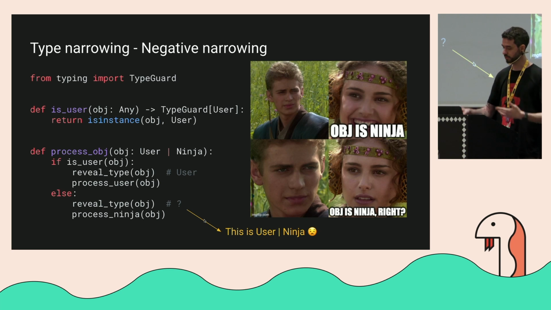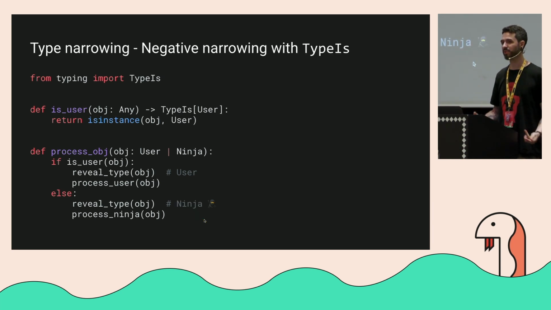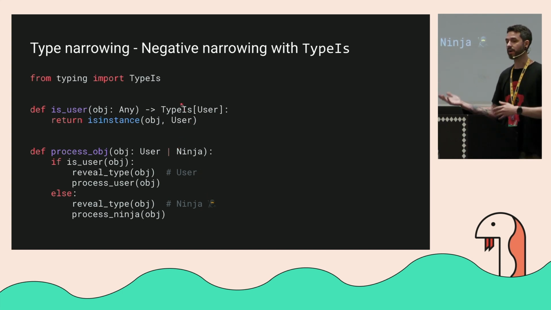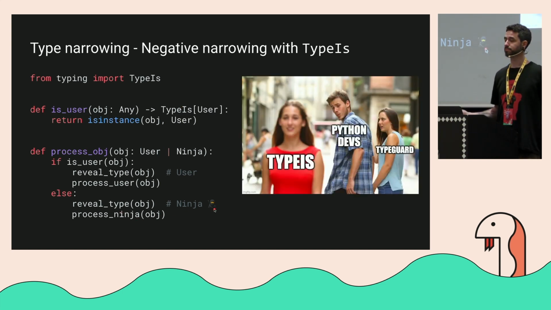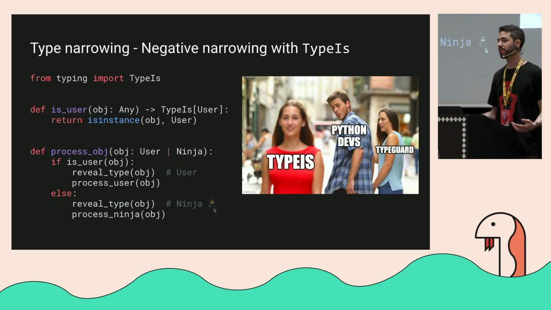I'm not going to go into details, but that is where we have TypeIs, recently introduced in the language, which behaves the way that most people would expect TypeGuard should behave. And now the else is actually ninja. So I'm always going to say, if you want to use one or the other, usually you want TypeIs. If you need TypeGuard, you know that you need TypeGuard for some specific reason.